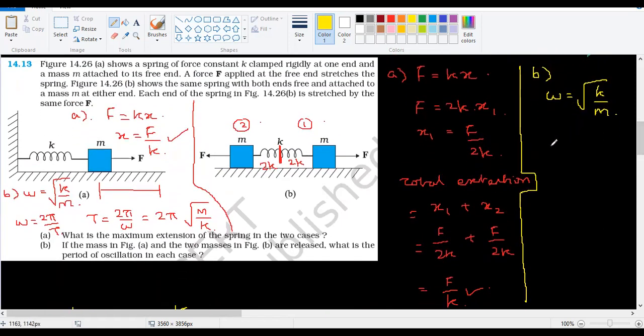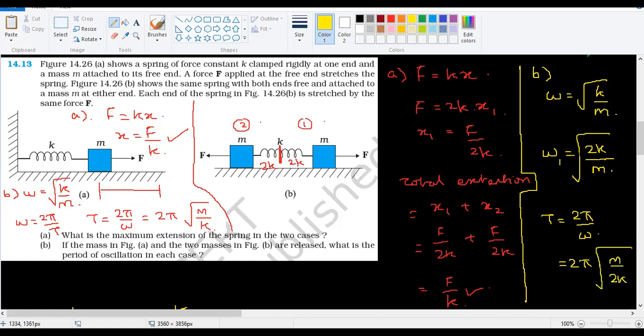So this is in the formula. So omega here can be written as root of 2K by M, because I'm talking about one side. The time period is equal to 2 pi by omega. So 2 pi into root of M by 2K. That's all. So that is for 14.13. So take it down.